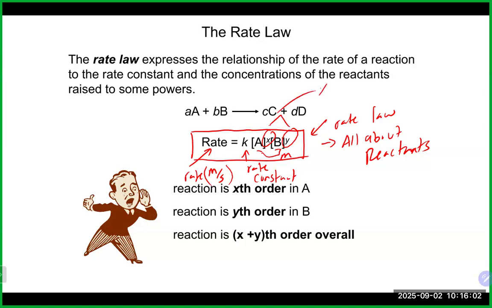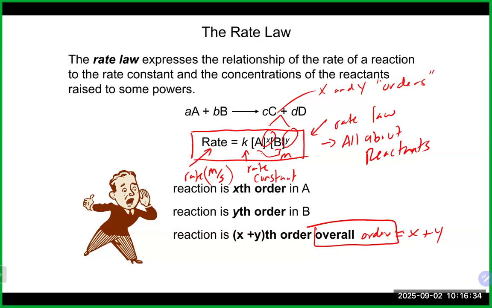Now, X and Y are what are referred to as the orders. X, for example, in this case, is the order with respect to A, and Y is the order with respect to B. If you add the orders together for all the reactants, that will give you the overall order of the reaction. By adding, for example, X plus Y will give you the overall order of this particular reaction.